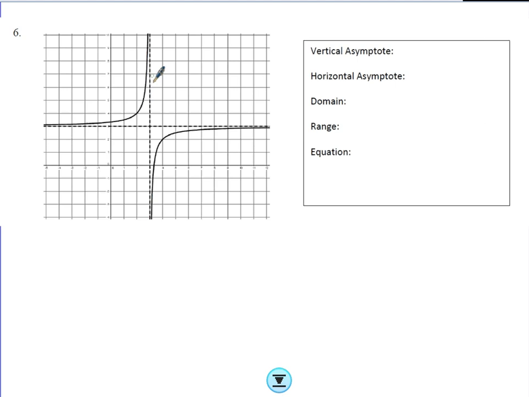What that means is that for your equation, instead of being 1 in the numerator, it's going to be a negative 1 in the numerator. And so we'll get to that when we get to the equation itself. It does not affect the vertical or horizontal asymptote, nor does it affect the domain or range for a situation like this. It just affects the equation.